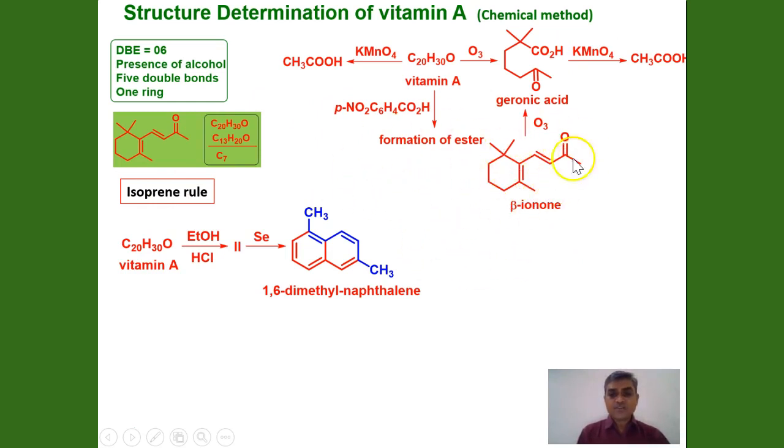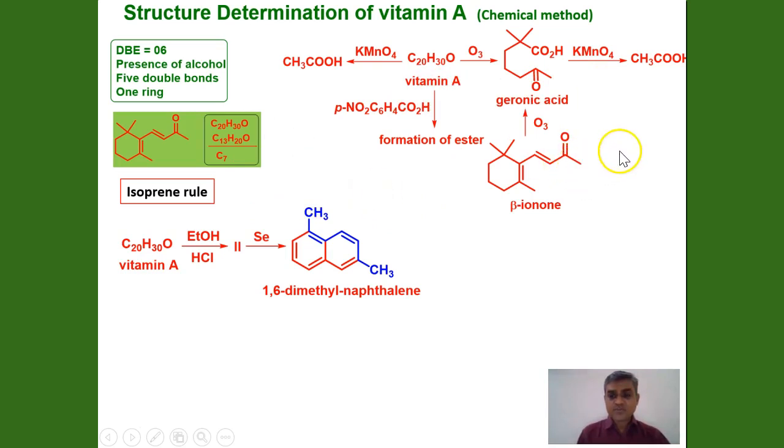We have proved the presence of beta ionone corresponding to 13 carbon atoms. We have proved the presence of 5 double bonds in vitamin A. This is corresponding to only 2 double bonds. So in the remaining part, we should have 3 double bonds somewhere, and to those we should have the attachment of the methyl groups. Again, these methyl groups are at 1 and 5 positions. The nature of oxygen is an alcohol. So on the basis of all these chemical evidences, we reach the structure of vitamin A.